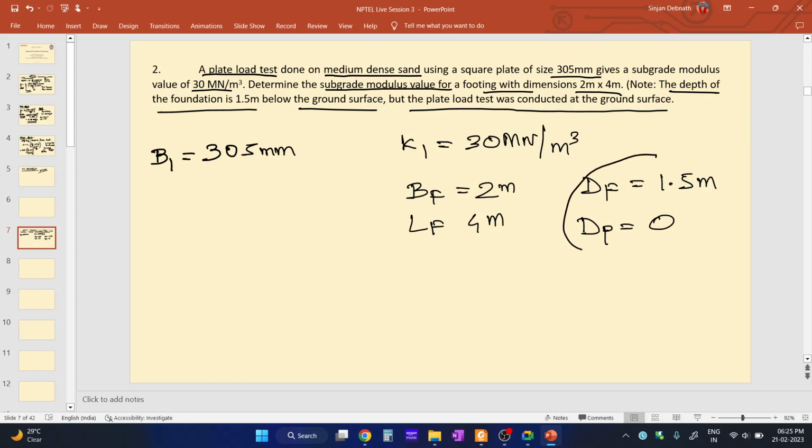So for this problem, we need to incorporate the depth effect along with the size and shape effect. First of all, we will incorporate the size effect, because the plate load test was done using 305 millimeter, like we did in the previous case. And since we have been asked to find the subgrade modulus for a footing having dimensions 2 meter by 4 meter, first of all, like in the previous case, we will find out the subgrade modulus for a 2 meter by 2 meter footing. Okay, I'll just write it down.